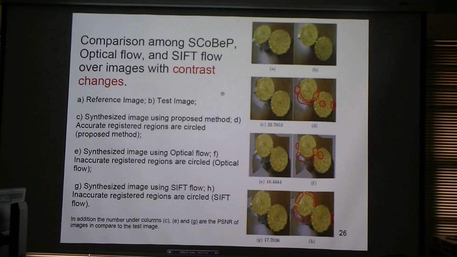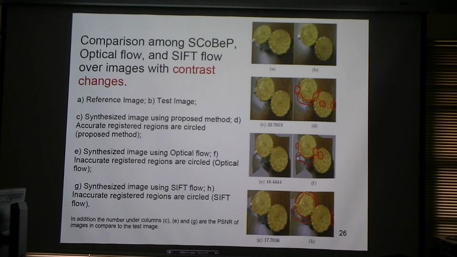In this slide, I want to show you a comparison among SCoBeP, optical flow, and SIFT-flow, over images that have contrast changes. The numbers under each image are the PSNR. The red circles try to highlight the strengths of our proposed method, and also the weaknesses of the optical flow and SIFT-flow.